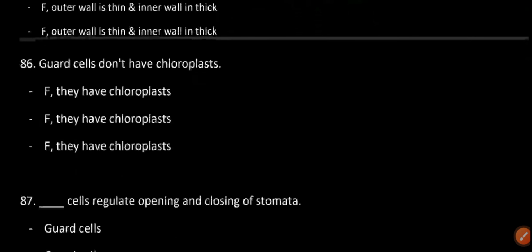Guard cells don't have chloroplast. False. They have chloroplast.